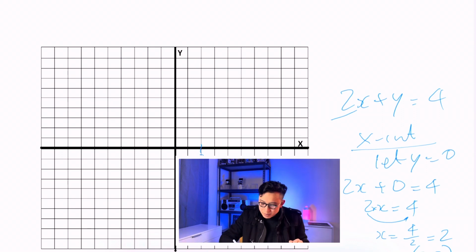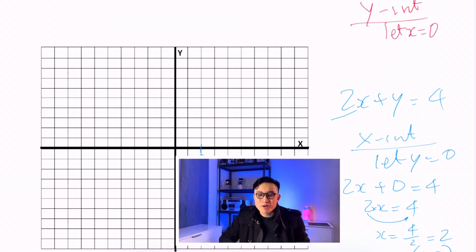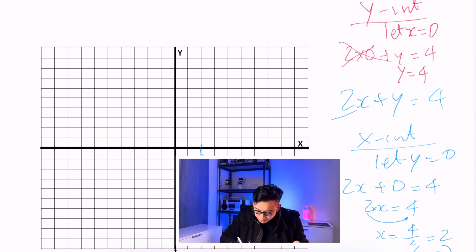How about the y-intercept? For the y-intercept, you let x equal 0, and you guys know that strategy will never change. And sometimes when the equation is not written in its y equals mx plus c format, it might be potentially easier. Let's see in this case whether it is. Because 2 times 0 is already 0, so y equals 4. How nice is that? Super nice.